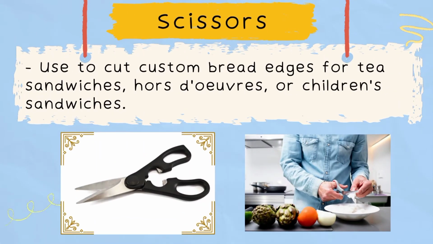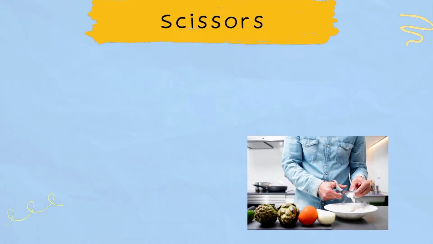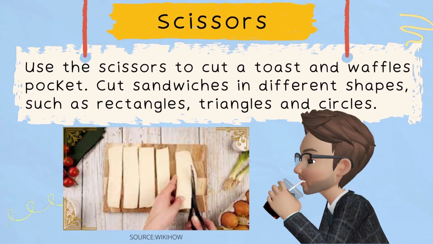Scissors are used to cut custom bread edges for tea sandwiches, hors d'oeuvres, or children's sandwiches. Use the scissors to cut a toast and waffles pocket. Cut sandwiches in different shapes, such as rectangles, triangles, and circles.